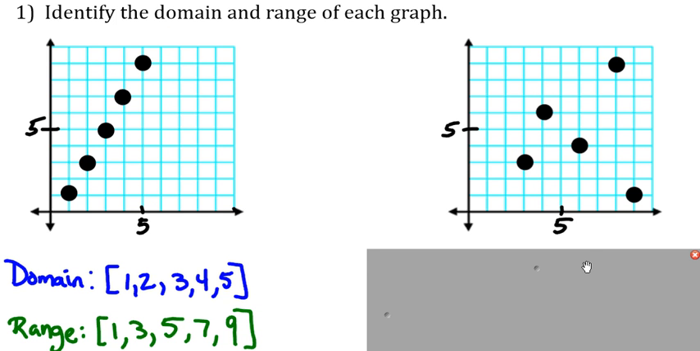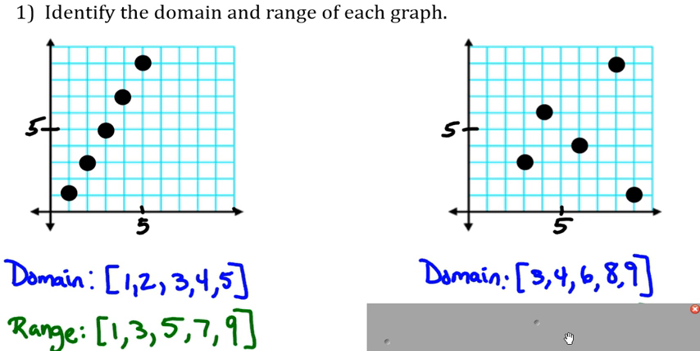So again, our domain, the set of inputs that are being used. So let's see, scale of 1, so we have inputs at 3, 4, 6, 8, and 9. And our range, outputs of 1, 3, 4, 6, and 9.